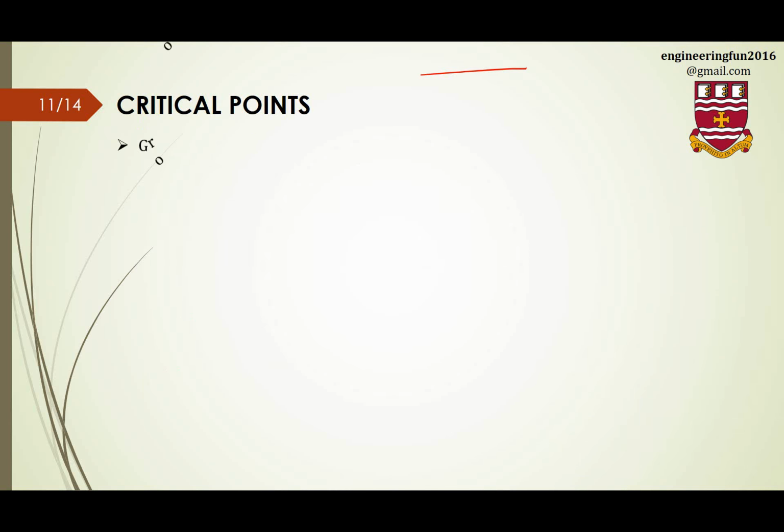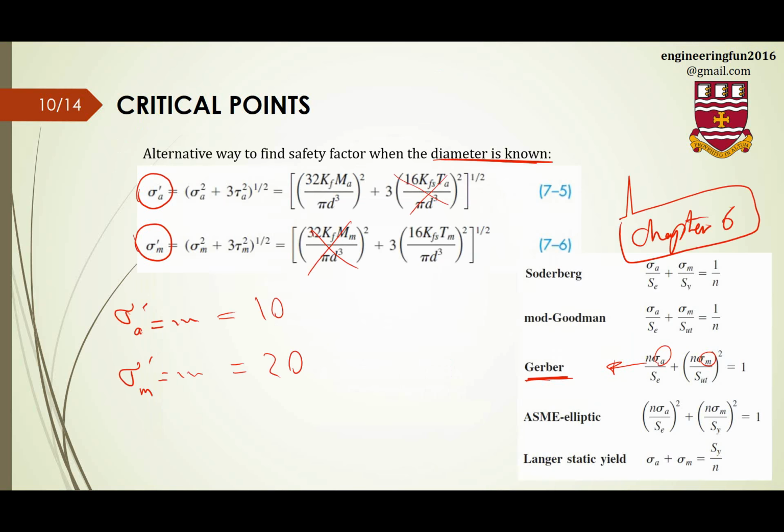So if I just have one type of loading, for example, if I just have axial, or if I just have moment, for this case I'm going to find sigma A and sigma M. For this case I'm going to find sigma A and sigma M.